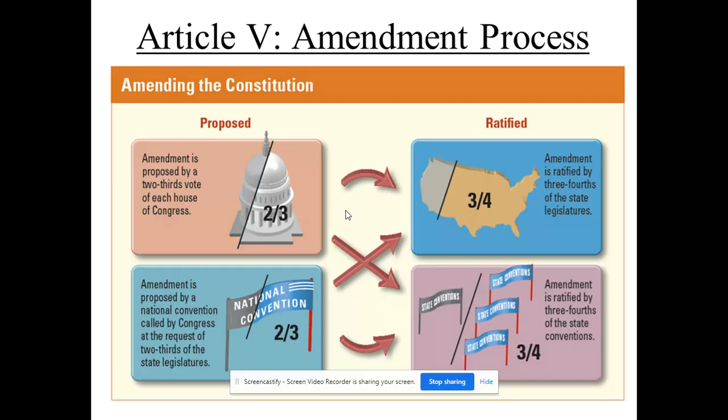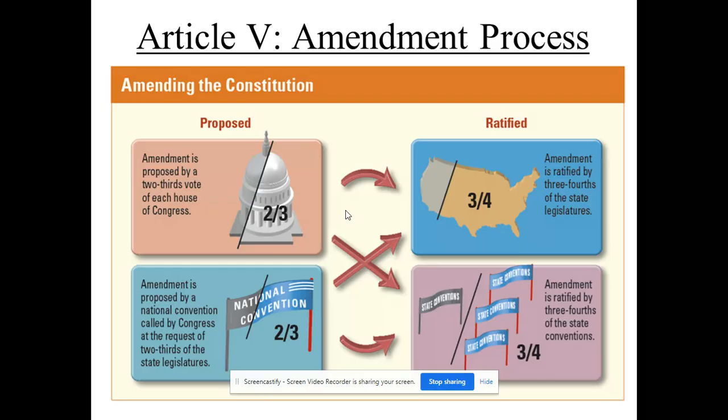So one thing I would maybe note here is that it's proposed at the national level. And even though there are two different methods to propose it, the top one has been used 27 times. The bottom one has never been used. So all 27 amendments that we have today originated in Congress.